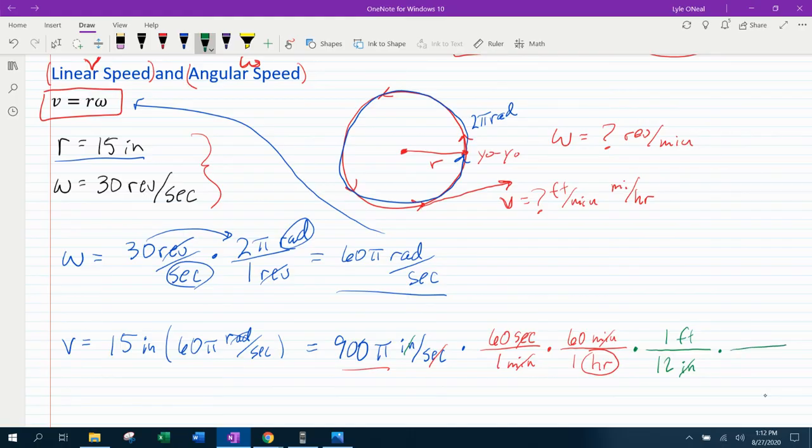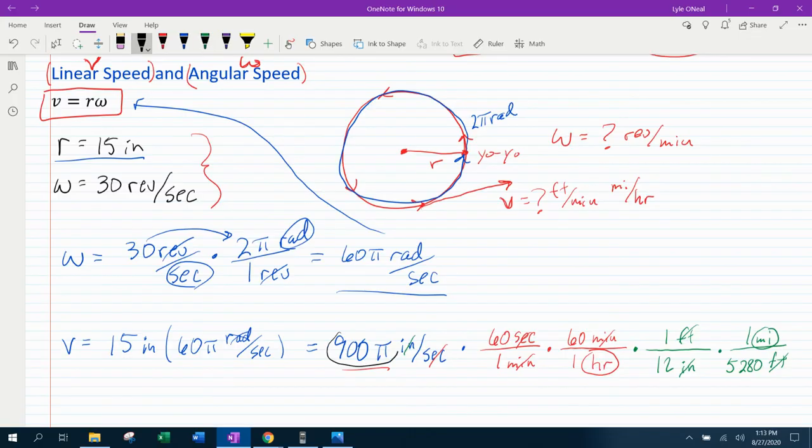Okay, so I happen to know that 5,280 feet are in 1 mile. So there's another unit fraction. And the reason I'm calling it a unit fraction is because these two units are equivalent. 1 mile is equal to 5,280 feet. The feet are going to cancel. That's going to get me in miles. And so then I'm going to have miles per hour. Okay, so now what do I do with this?